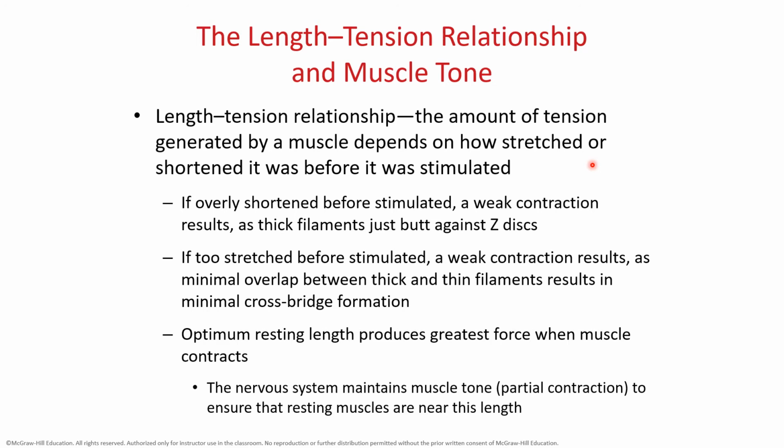For example, if overly shortened before stimulated, a weak contraction results as thick filaments just butt up against the Z discs. Another example, if too stretched before stimulated, a weak contraction results as minimal overlap between thick and thin filaments results in minimal cross-bridge formation. So the optimum resting length produces the greatest force when muscle contracts. And the nervous system is maintaining this muscle tone. It's maintaining that partial contraction to ensure that the resting muscles are near this optimal length.